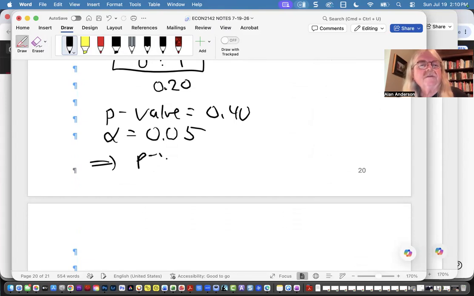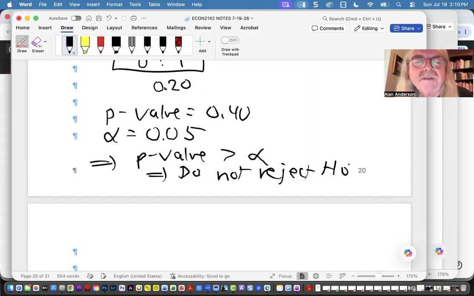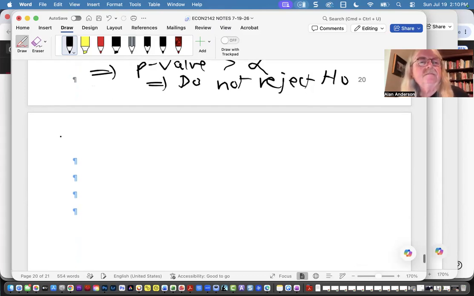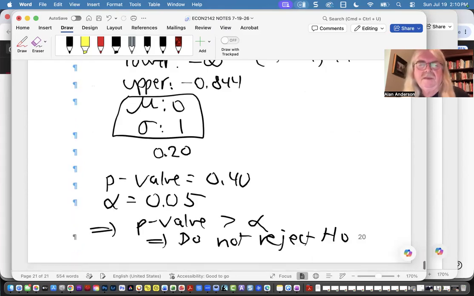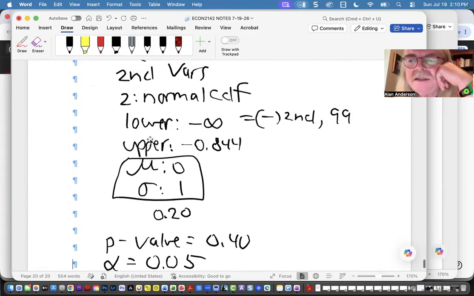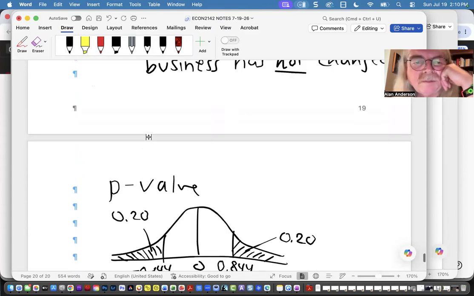Therefore, the p-value exceeds alpha. Do not reject the null. Okay. All right. So that's that for the chapter 9 problems.